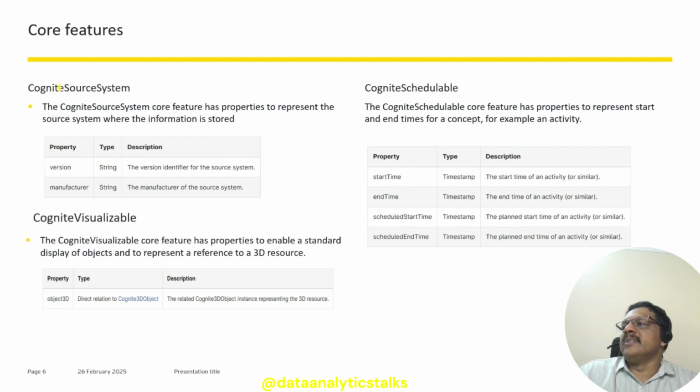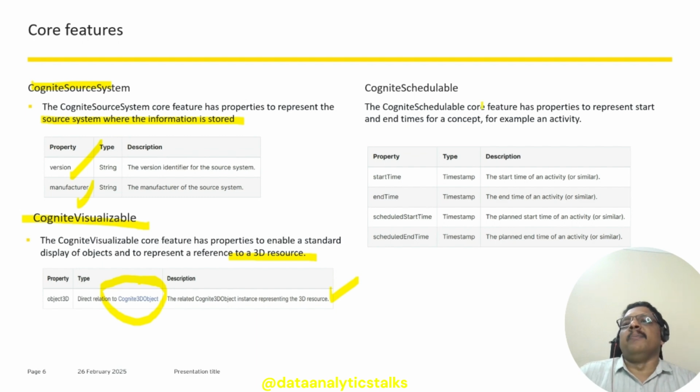And we have the Cognite source system. The Cognite source system has properties to represent the source system where the information is stored. It has a version and manufacturer. Then Cognite visualizable. The Cognite visualizable core feature has properties to enable a standard display of objects, to represent a reference to a 3D resource. Basically, it's a single property, object 3D, a direct relation to Cognite 3D object. The related 3D object instance represents the 3D resource.